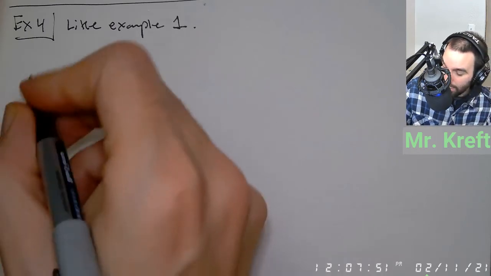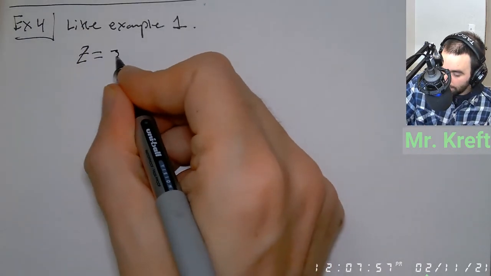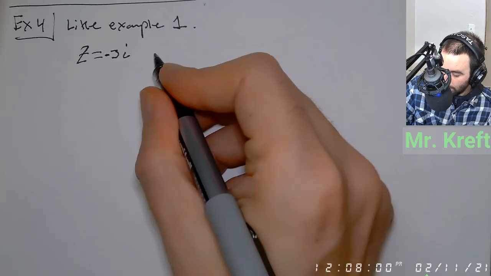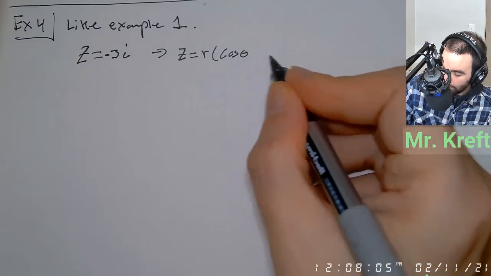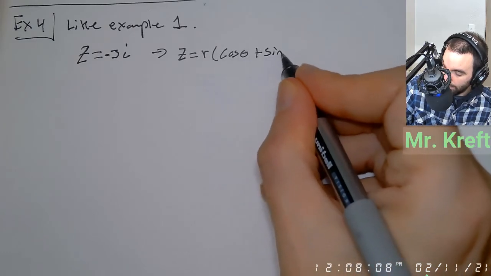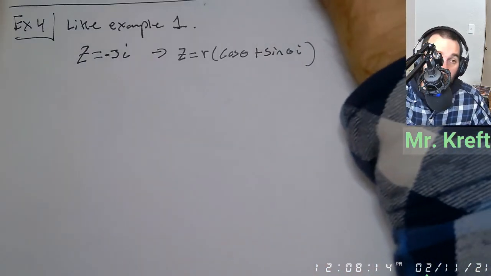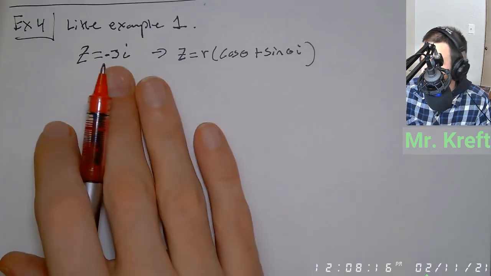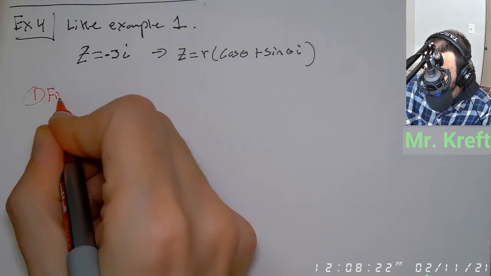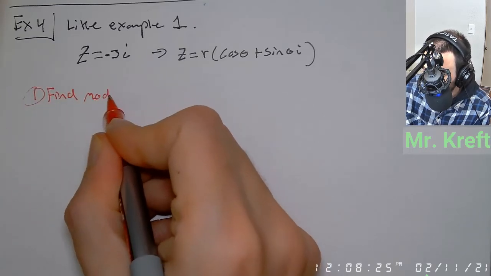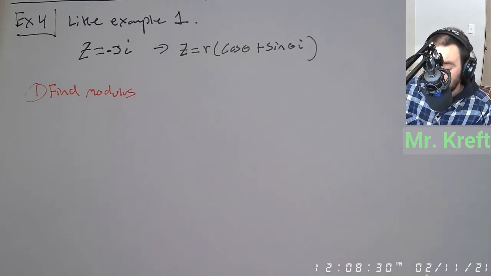All right, so we have a complex number z equals negative 3i. And we're going to get that to the form z equals r times cosine of theta plus sine theta i. Okay, so in this case, we don't have a real number, right? But first, we want to find the modulus. So you want to find the modulus.